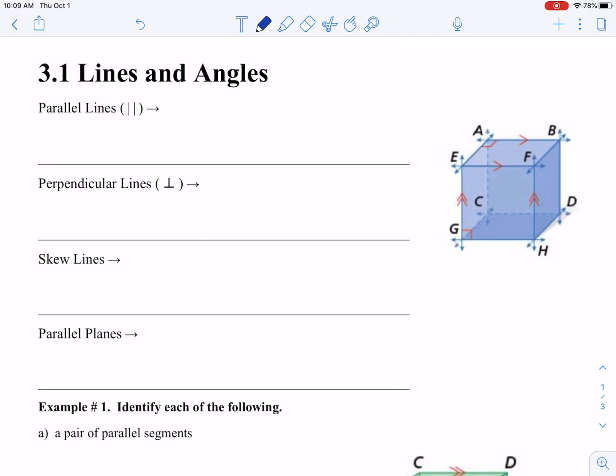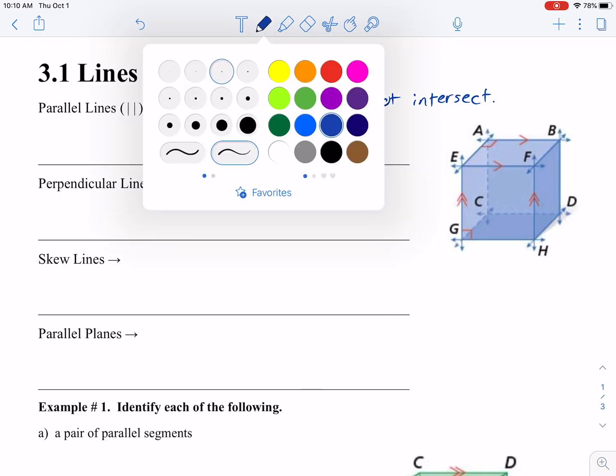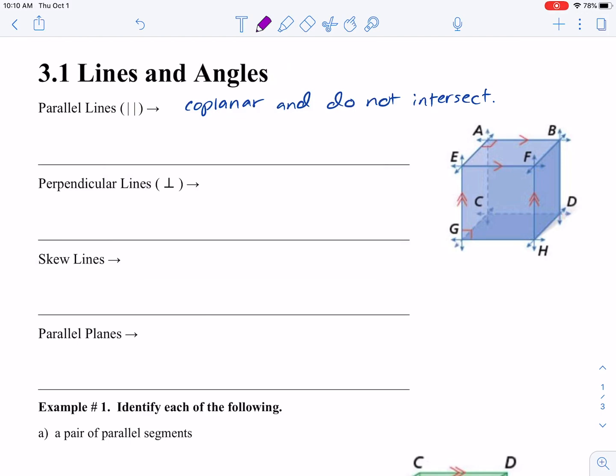Okay, so our formal definition of parallel lines: lines that are coplanar and do not intersect. Hopefully you can see a couple of examples of parallel lines on this. We can call this a cube. Assume every single side has the same length. Remember, parallel lines need to be on the same plane. So we could name AE being parallel to BF.